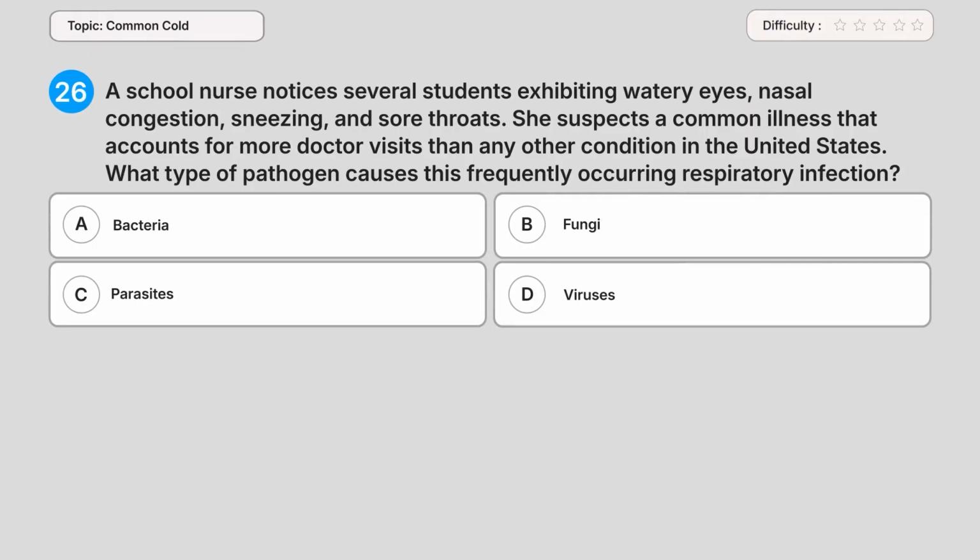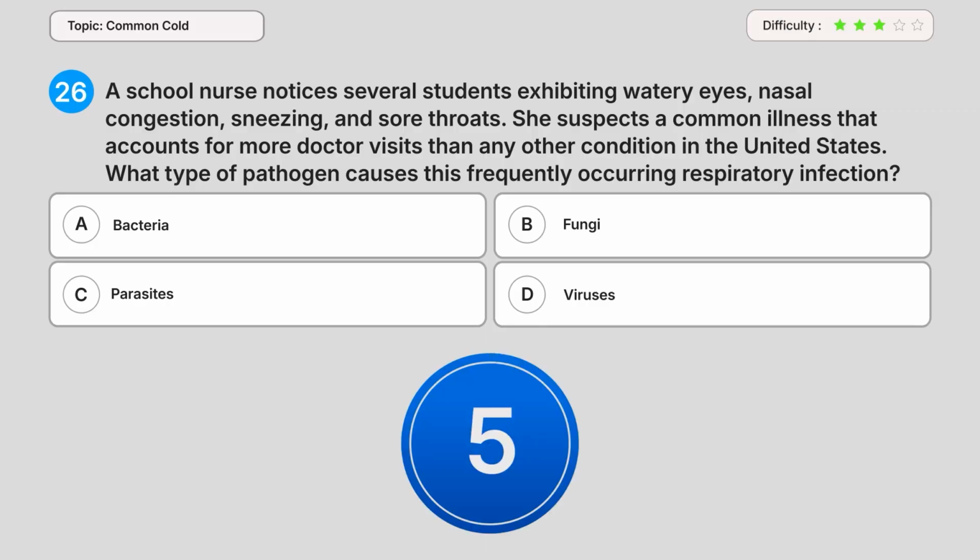26. A school nurse notices several students exhibiting watery eyes, nasal congestion, sneezing, and sore throats. She suspects a common illness that accounts for more doctor visits than any other condition in the United States. What type of pathogen causes this frequently occurring respiratory infection? A. Bacteria. B. Fungi. C. Parasites. D. Viruses. Do you know the answer?